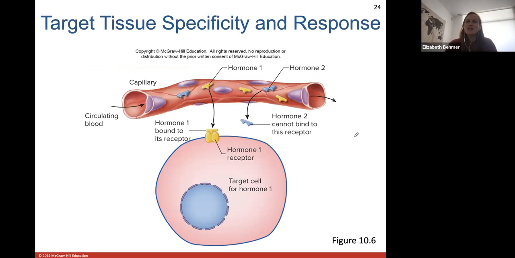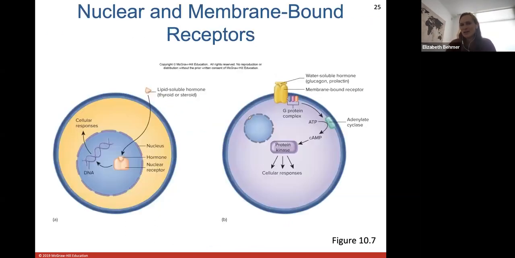about how each target tissue is very specific and responsive to a specific type of hormone. So here we have a hormone receptor that is very specific to a type of hormone that it can bind to. We have a hormone 1 leaving the blood and binding to a specific type of hormone receptor that it can fit in. Hormone 2, for example, cannot bind to this receptor because it doesn't have the correct shape. So this is the target cell only for hormone 1.